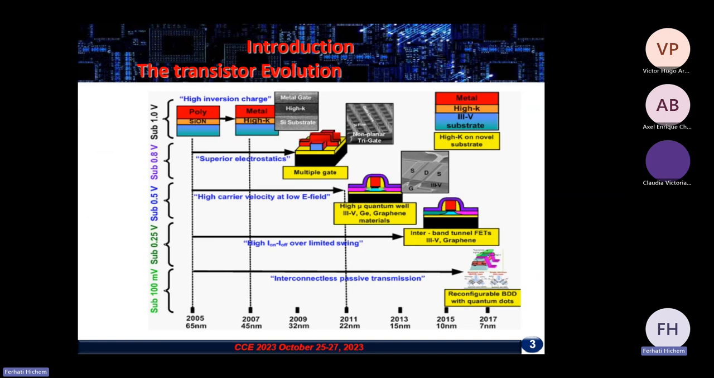So this figure shows the evolution of the transistor during the last century, where during the last few years several structures were proposed and fully investigated using several experimental facilities. We can see several structures based on tunneling field effect transistors, quantum wells, multiple gates, double gate and gate all around structures, and the introduction of high-k as a gate oxide can lead to enhanced properties and downscaling capabilities.